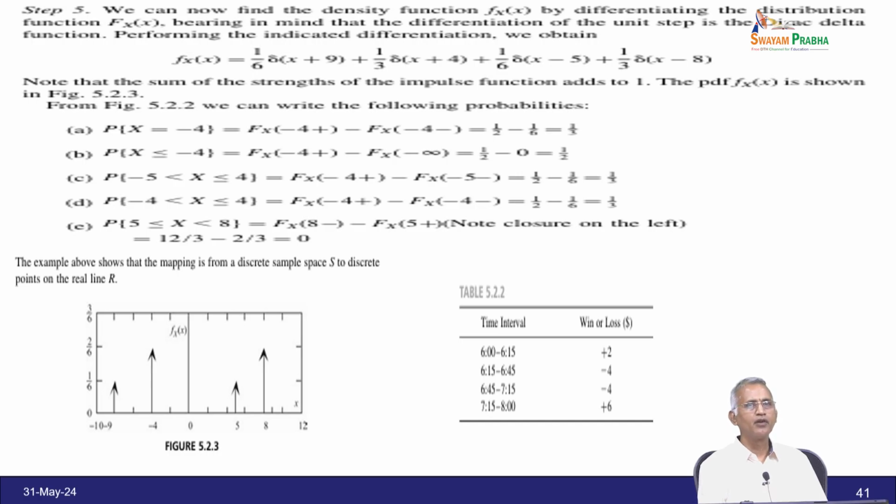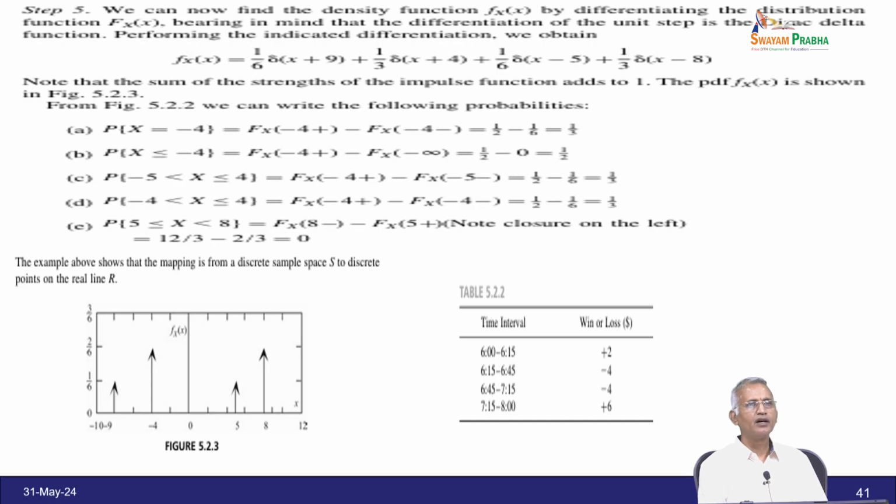So, the probability density function is shown in figure 5.23 along with the table of 5.22, and following that the picture shows the probability of x equal to minus 4, and the corresponding cumulative distribution function and PDF are also explained. That is, Fx of x at minus 4 minus Fx of minus 4 minus is 1 by 2 minus 1 by 6, which is 1 by 3.